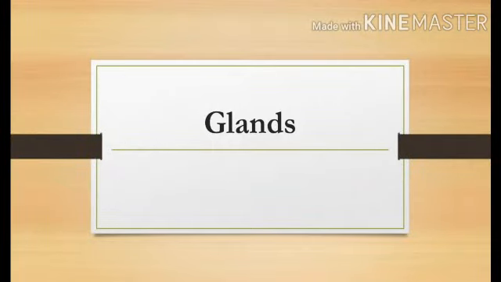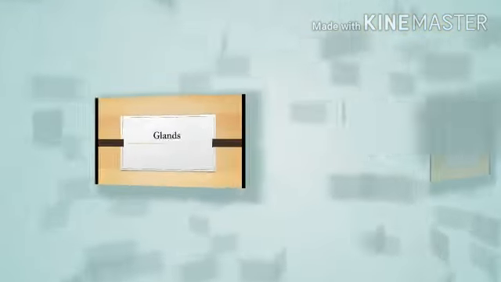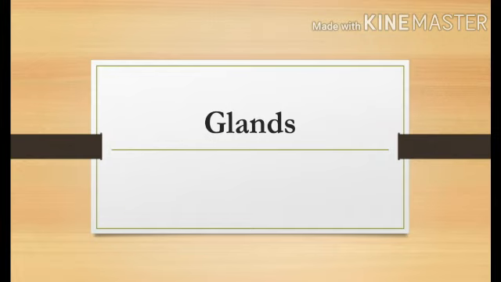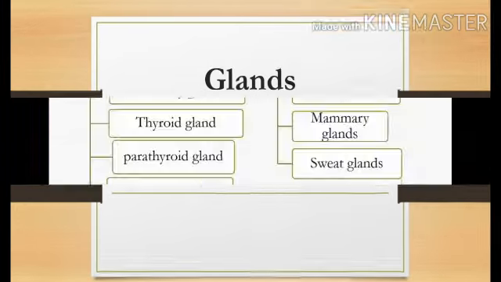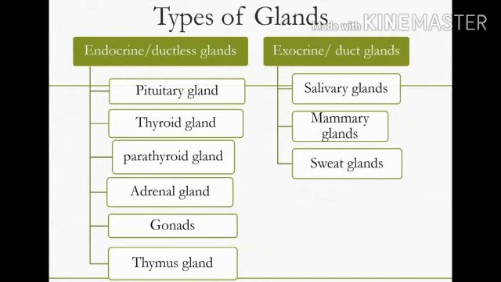In this section, we can see about glands. Glands are the collection of cells which have secretory function. So, the function of the glands is secretion. It will secrete something like hormones or enzymes. These are the secretions that the glands will secrete. Now we can see about the classification of glands.